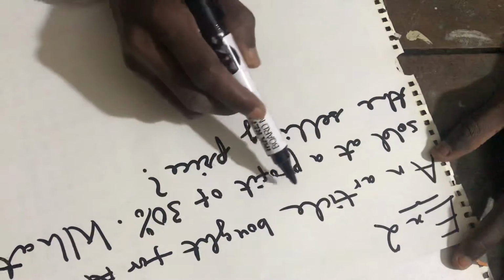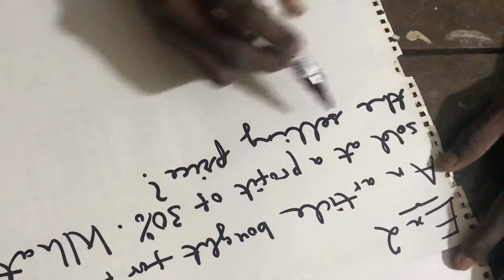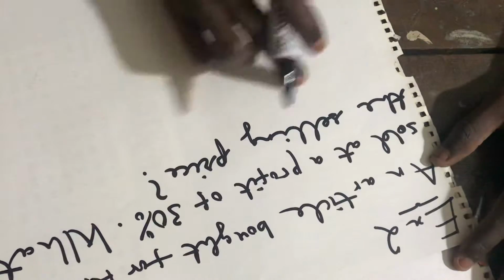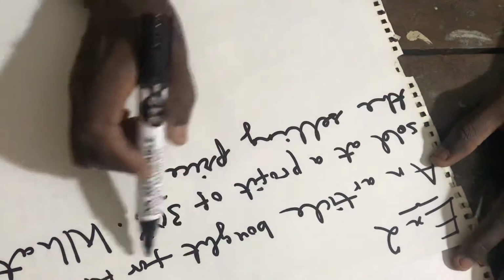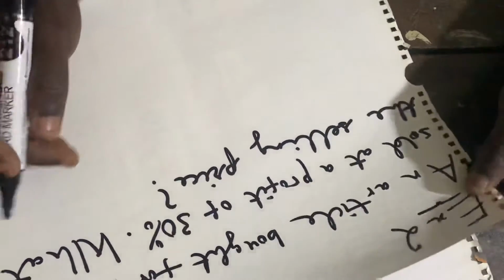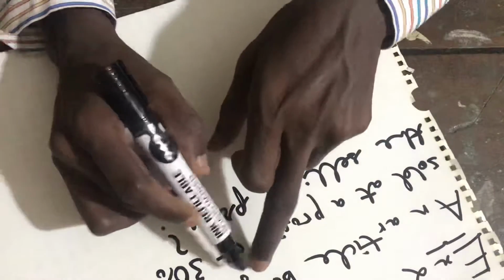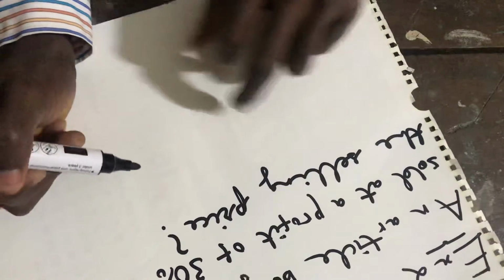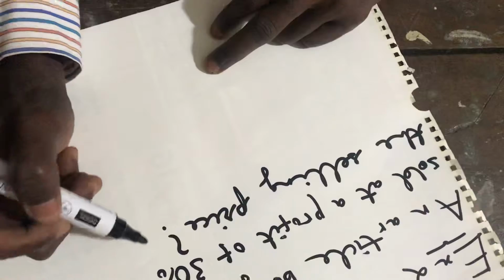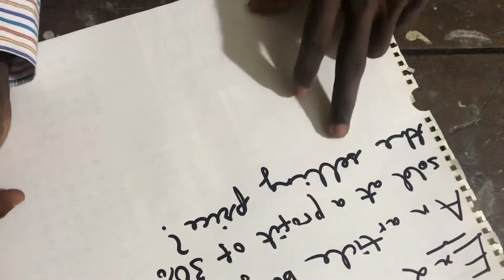Example 2. An article bought for 800 naira was sold at a profit of 30%. What was the selling price? Now here we have it was bought for 800 naira. That's cost price. We have cost price and percentage profit. What was the selling price?